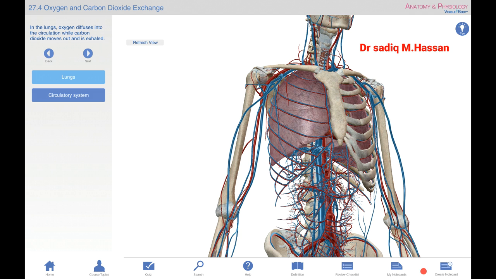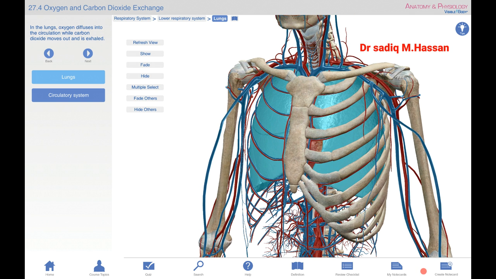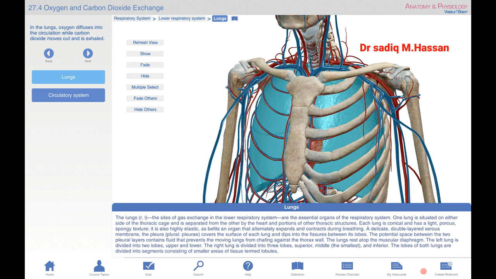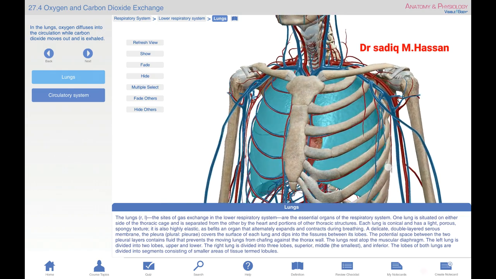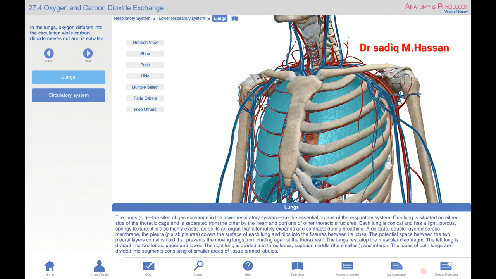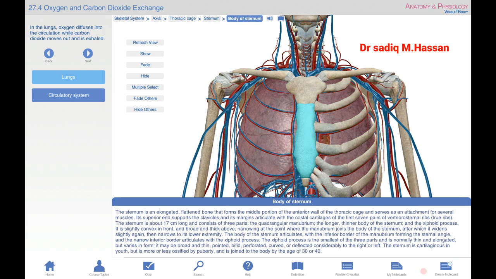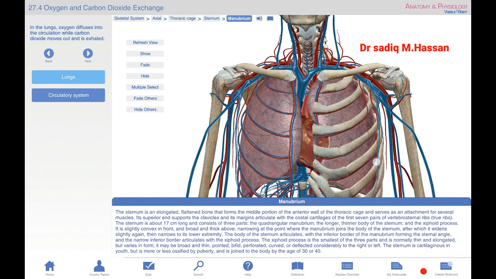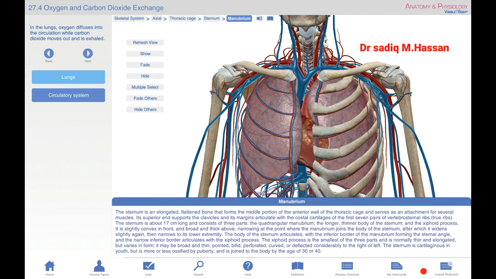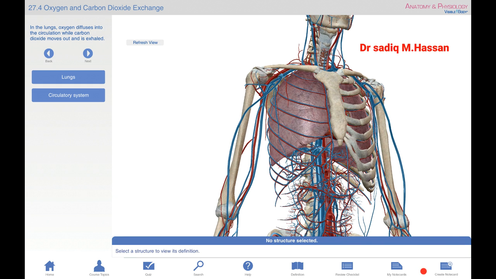What about here? We will see the lungs. What is the lung doing here? Because generally we said we will discuss it generally. You see the two lungs are highlighted here, left and right. I can remove the sternum if you like. Now you see the heart lying between them. But as we said, we need to discuss the heart.